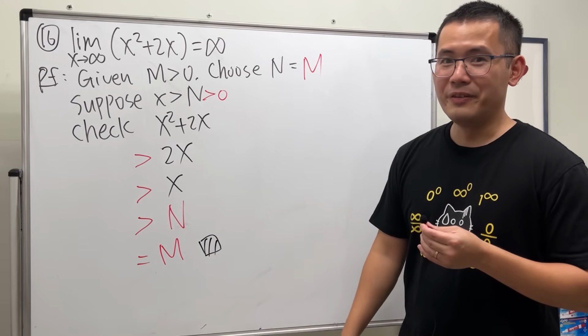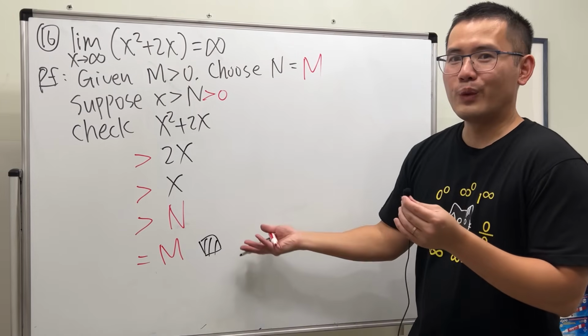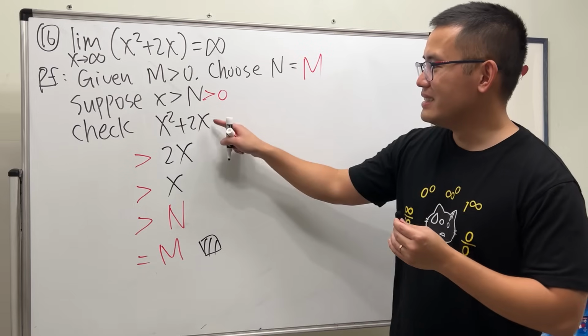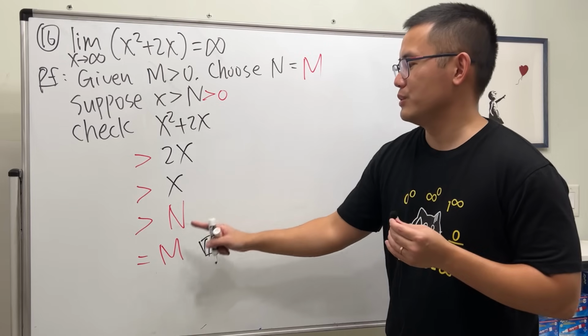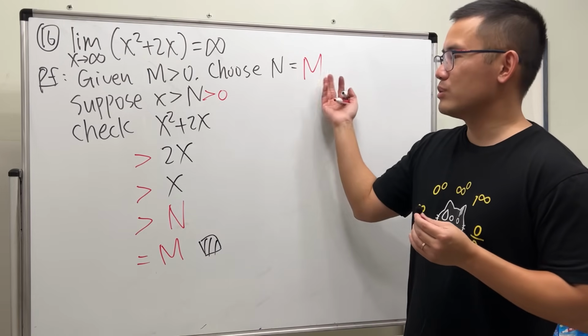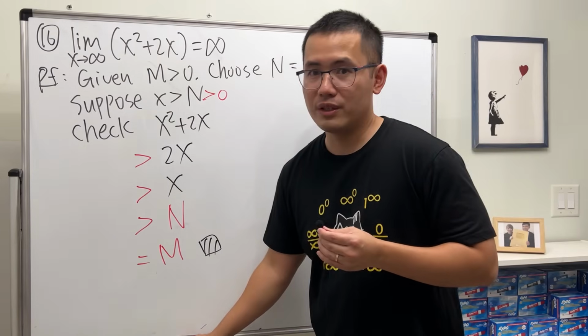Just like that. It looks weird, but it works. It's legit. Right? This inequality is true. This inequality is true. This is also true. And of course, lastly, thanks to my choice, N is equal to m, and we're done.